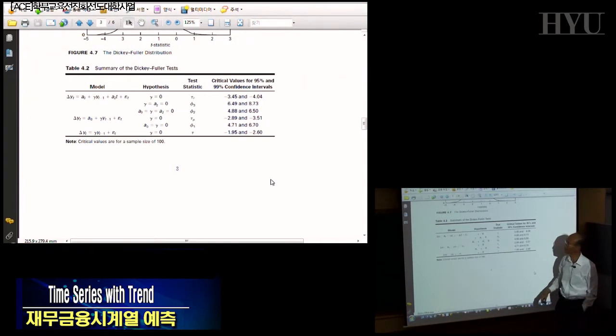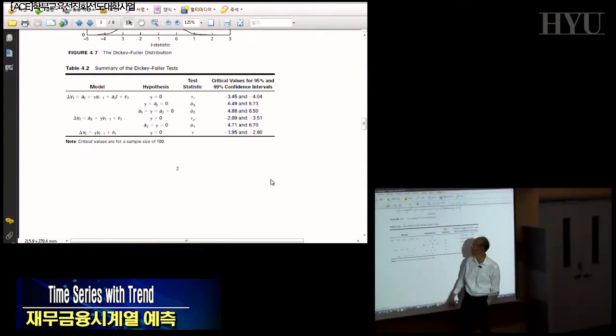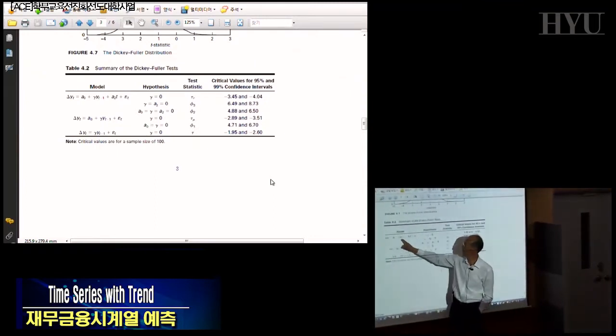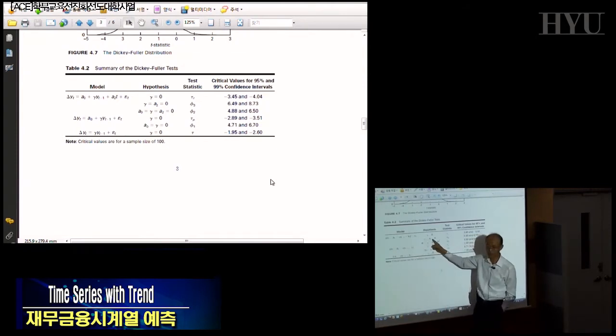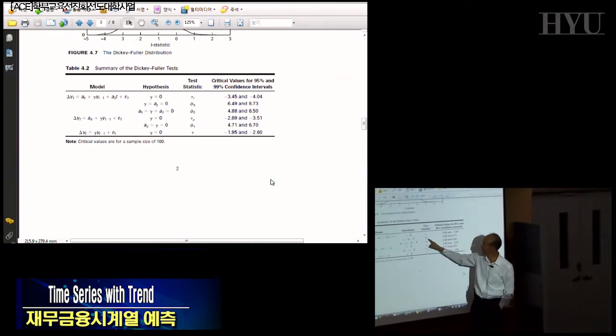If you want to test whether, here's a time trend, right? Time. Suppose you want to test whether this one is 0, and at the same time, no time trend. This is a joint hypothesis, right? And it says to calculate something called the phi 3 statistic. How to calculate it is in the next slide.